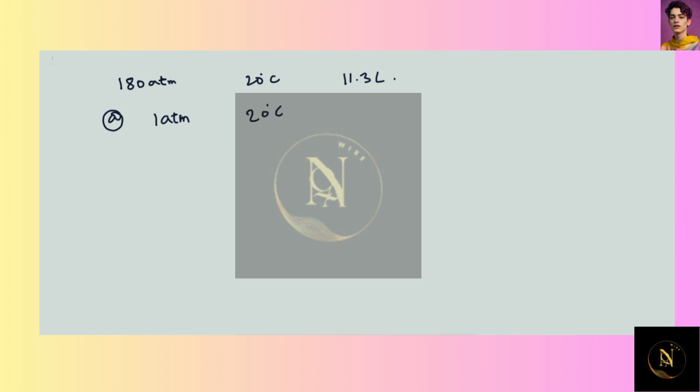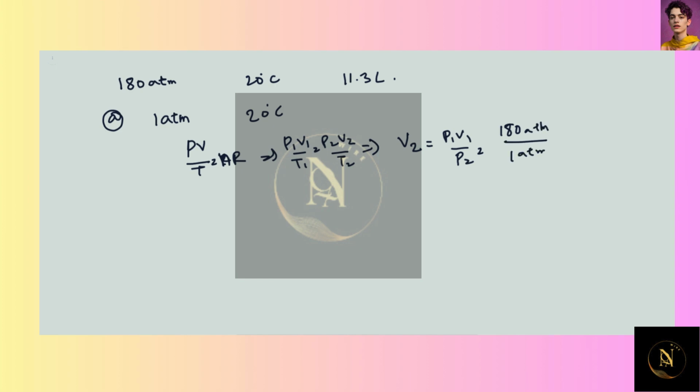That's the question. For that, we know that PV by T is equal to nR, which is a constant, which means P1V1 by T1 is equal to P2V2 by T2. Because the temperature is the same in the two cases, V2 is simply P1V1 by P2. The initial pressure is 180 atmospheres divided by the final pressure of 1 atmosphere, times the initial volume of 11.3 liters, which gives us 2034 liters.